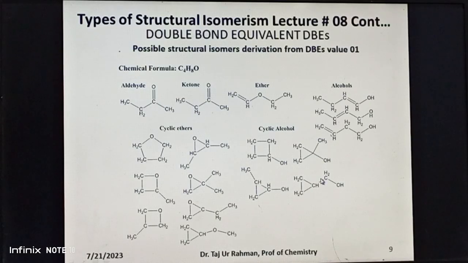These are 17 possible structural isomers which have been drawn from this molecular formula C4H8O. Out of these 17 isomers, these 6 are open chain and the remaining 11 are cyclic in nature.